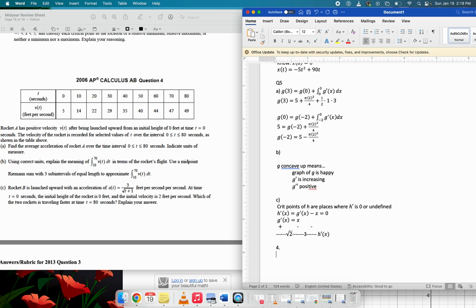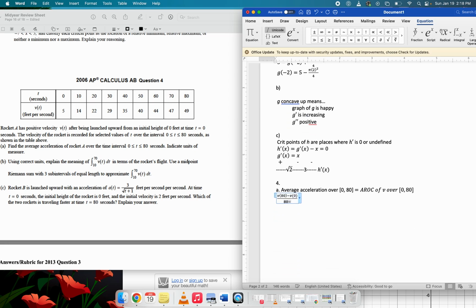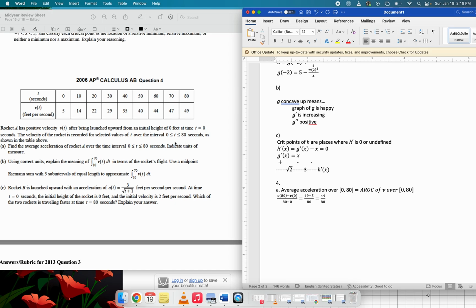Well, average acceleration. Acceleration is the rate of change of velocity. So average acceleration is just the average rate of change of velocity. So over the interval 0 to 80, that's just v of 80 minus v of 0 over 80 minus 0. We can get v of 80 and v of 0 from the table. That would be 49 minus 5 over 80. So that's 44 over 80, which is whatever it is. Who cares? And the units of measurement would be, well, what's velocity in? Oh, feet per second. So acceleration must be feet per second squared.